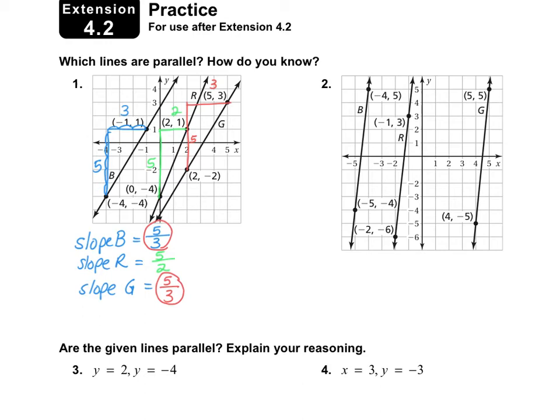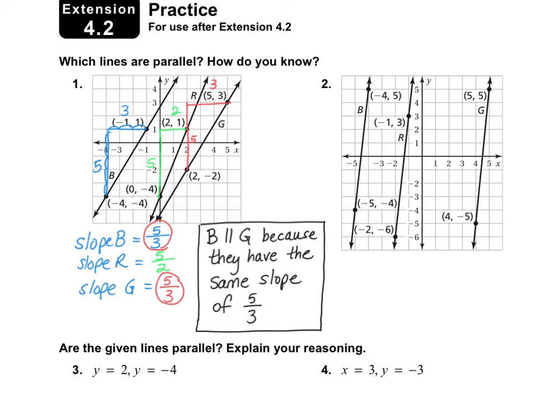So our answer is line B is parallel to line G because they both have the same slope of 5 over 3. Remember that this is a different way to say parallel. This symbol here means parallel.